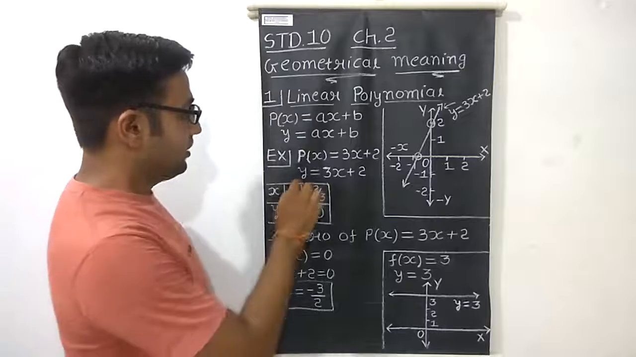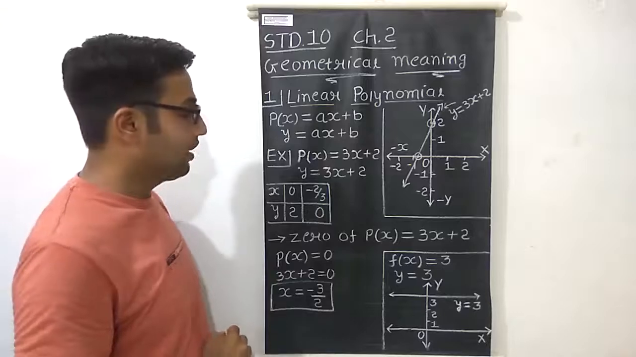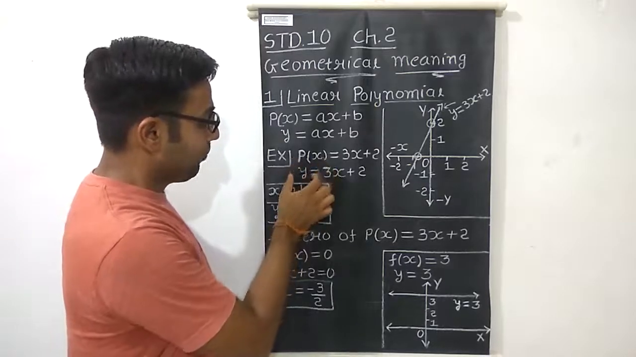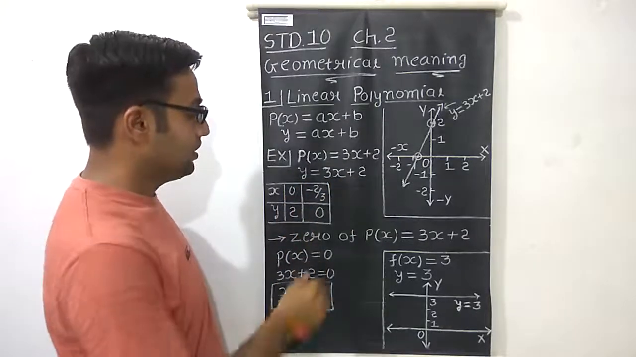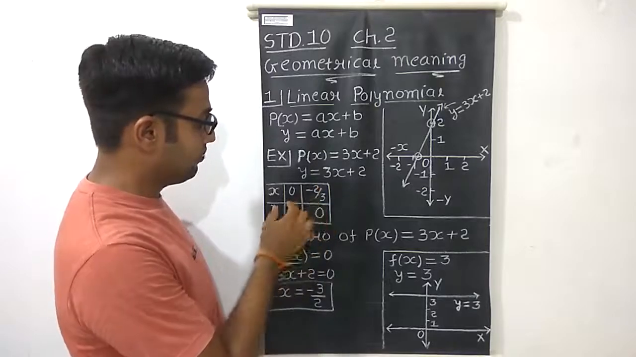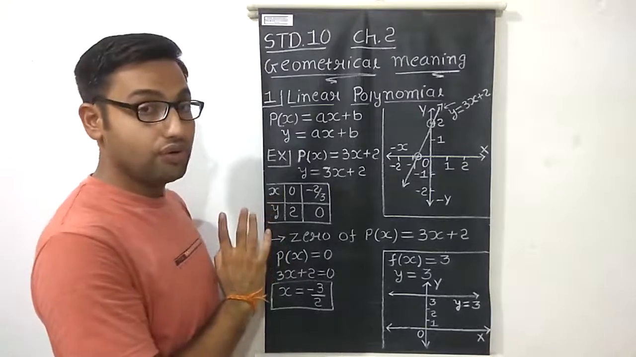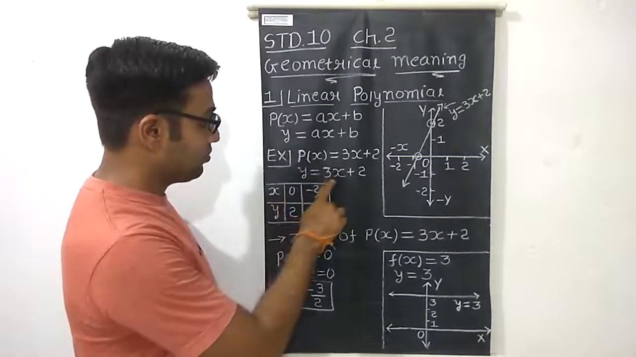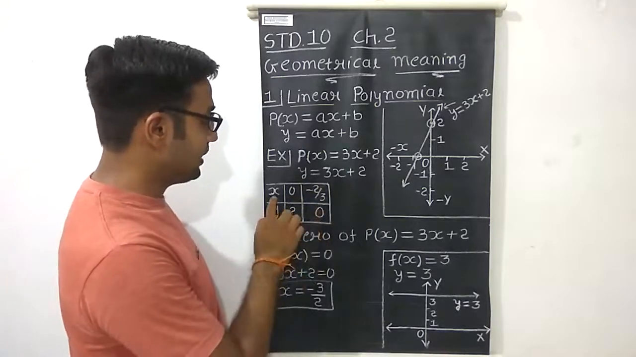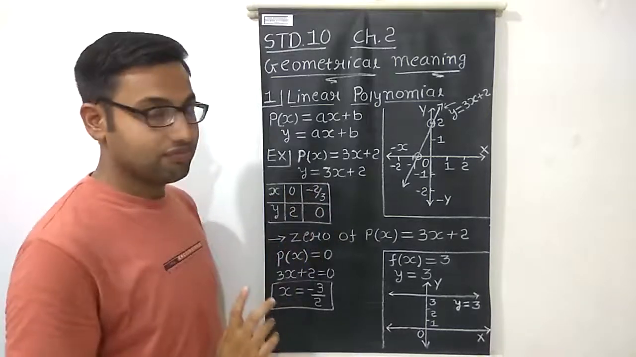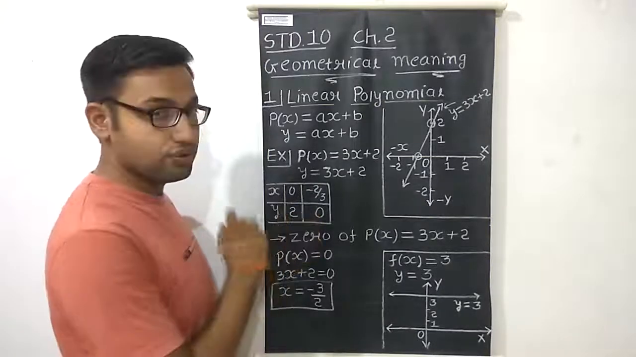Suppose there is an example of a linear polynomial, p of x equals 3x plus 2. By taking p of x equals y, we get y equals 3x plus 2. Now to find points, we take different values of x and get the corresponding values of y. By taking x equals 0, we get y equals 2. By taking y equals 0, we get x equals minus 2 upon 3. This you know very well how to find out. You can get other points also.